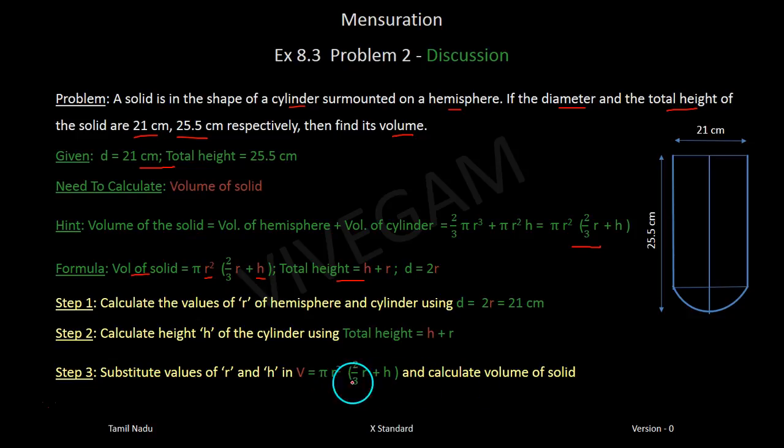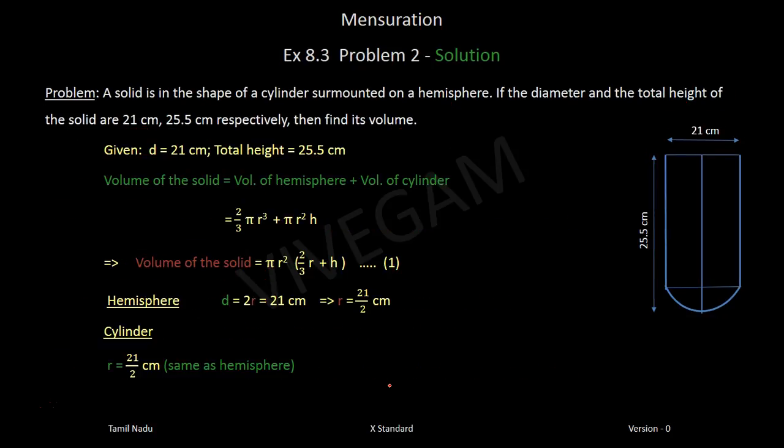This you can also break down. This is pi r square into 2/3 r, that is the volume of the hemisphere, and pi r squared h. All I've done is taken pi r squared commonly out. You can calculate the solid hemisphere and the cylinder individually and add them also. So please start your work.